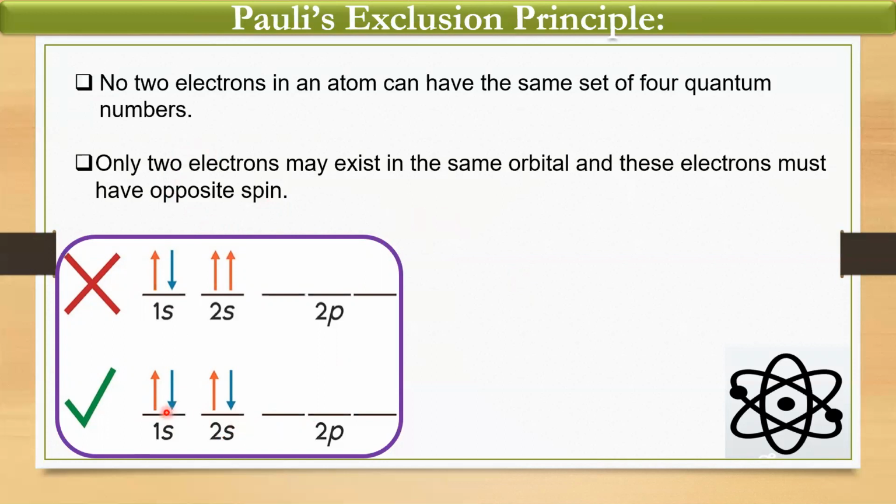First of all, as per Aufbau's principle, it will enter the lowest energy orbital and it will fill two electrons with the opposite spin with the help of the Pauli's exclusion principle, and then the remaining electrons will go to the 2s orbital, again with the opposite spin.